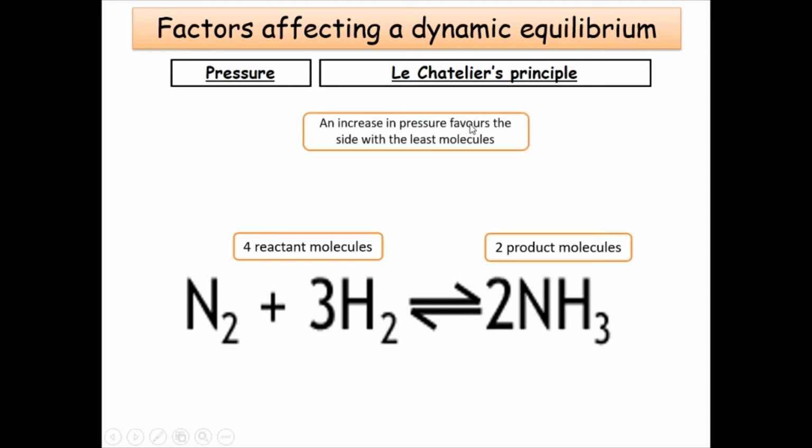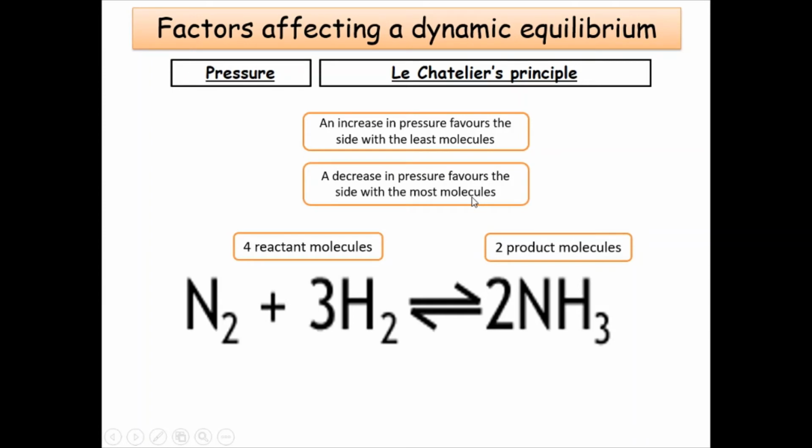Le Chatelier's principle: an increase in pressure always favors the side with the least amount of molecules. A decrease in pressure does the opposite, so it will favor the side with the most molecules. The Haber process equation, if we increase the pressure, it will favor the side with the least amount of molecules. So we will produce more ammonia, the equilibrium will shift to the right.